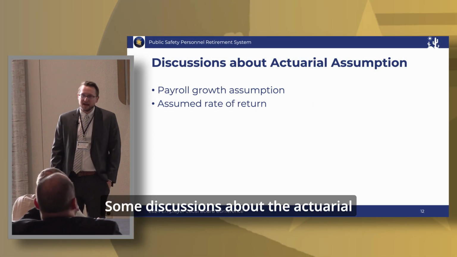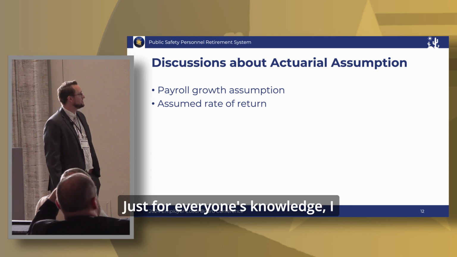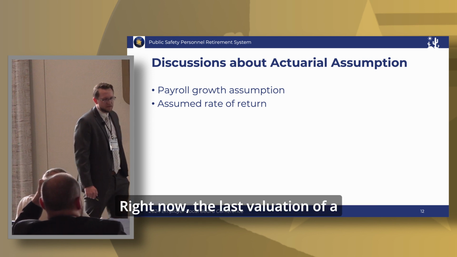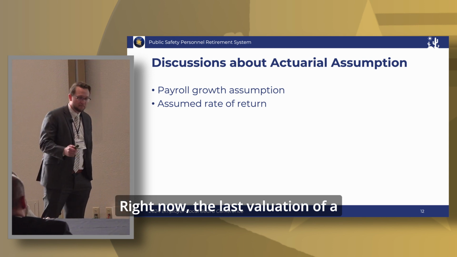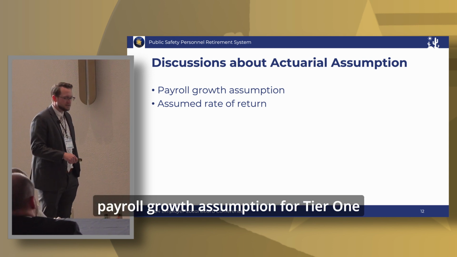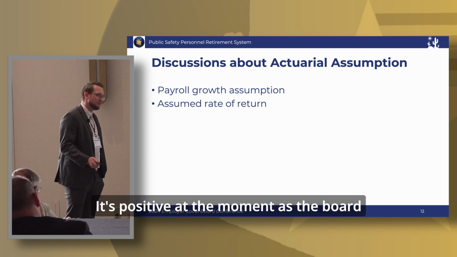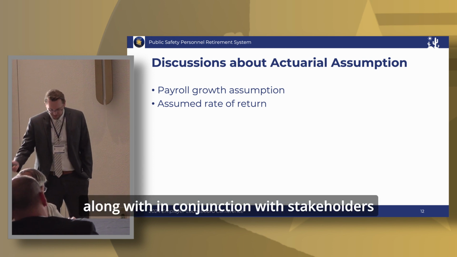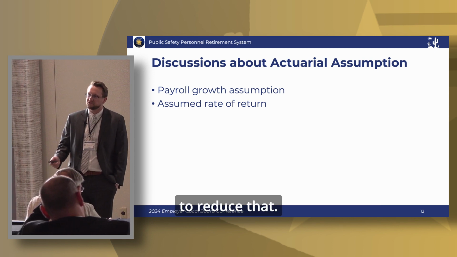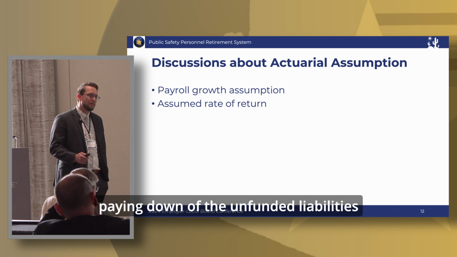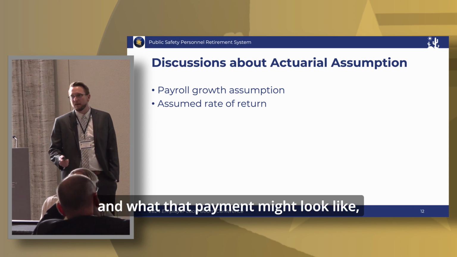Some discussions about the actuarial assumptions that are going on, just for everyone's knowledge. I mentioned the payroll growth assumption. Right now, as of the last valuation, the payroll growth assumption for Tier 1 and 2 for PSPRS was at 2%. It's positive for the moment as the board, along with stakeholders, considers whether to keep boosting that. That would have an impact on paying down the unfunded liabilities and what that payment will look like.